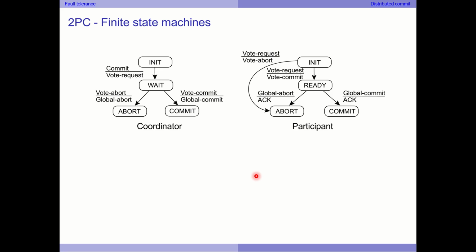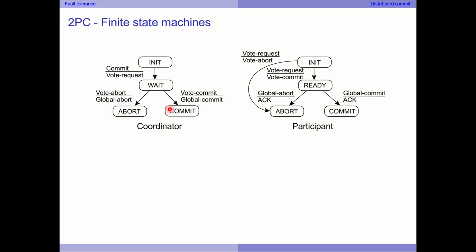So in essence, the coordinator and also the participant are in three main states, which are init, abort, and commit. Same with the participant, but the differences are under the wait and ready states between the coordinator and the participant. So this figure shows the state machine for coordinator and participant. Basically, let us look at the coordinator first.